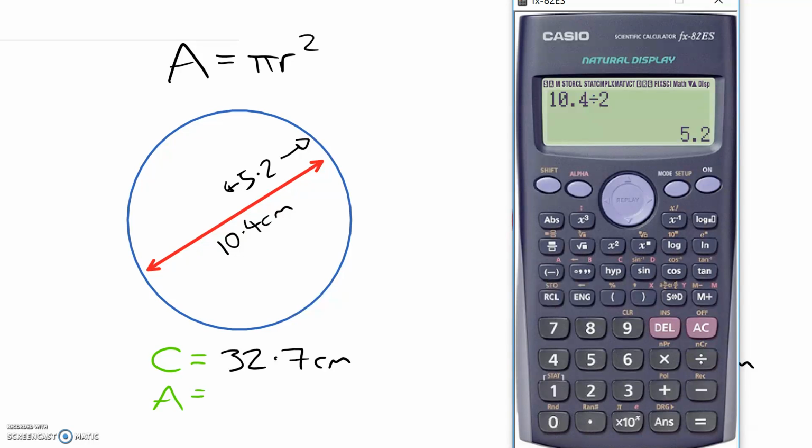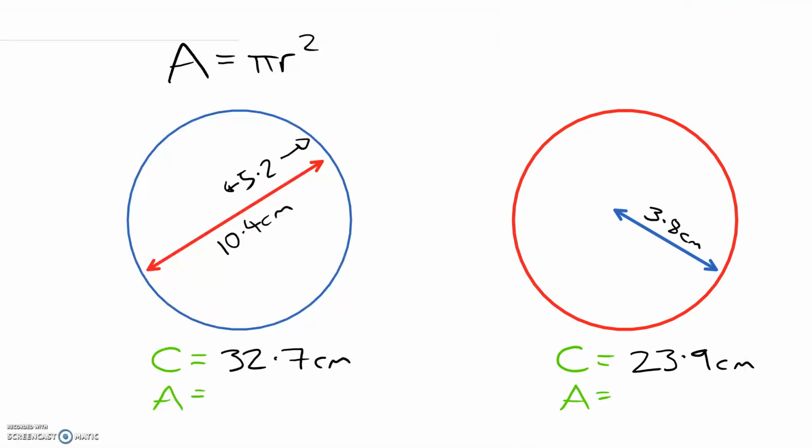Okay, so I want to do pi times 5.2 squared. So let's do pi, shift, pi times 5.2 squared. So I need 5.2 squared. Right, to one decimal place, I get 84.9. So 84.9. And this time it's square centimetres because we've got an area.